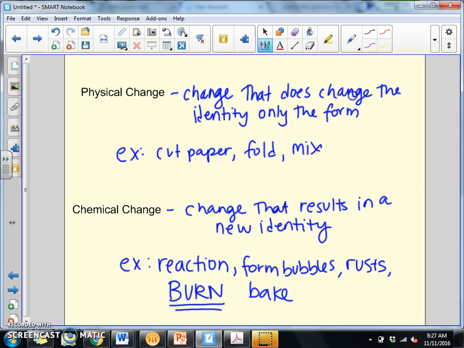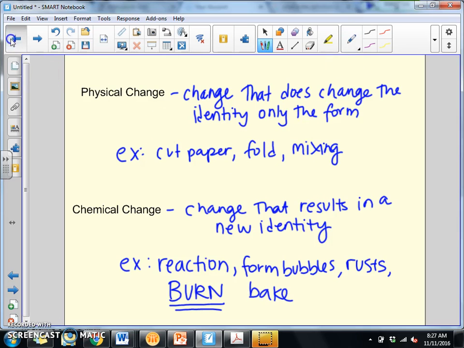Mixing is a physical change, right? So if I'm using the example of making some muffins, when I'm mixing my eggs and my flour and things like that together, they still retain their identity. But once I put them in the oven and I bake them, I have now changed them. I can't get the eggs and the flour and stuff back from whence it came.